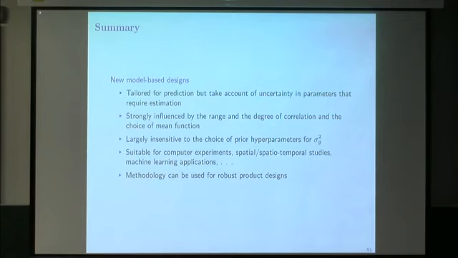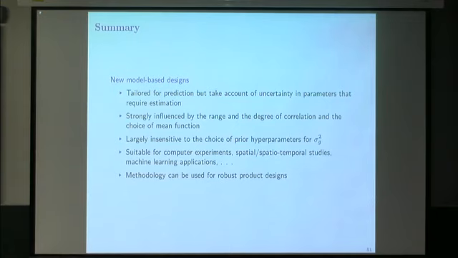To summarize, we propose a model-based approach for choosing the design points for a Gaussian process model, where these designs are usually tailored for prediction and take into account the uncertainty about the unknown parameters. These designs are strongly influenced by the degree and the range of the correlation, and also by the choice of the mean function. However, they are largely insensitive to the choice of the prior hyperparameters for sigma squared g, and it is a general methodology that can be used in different application areas.